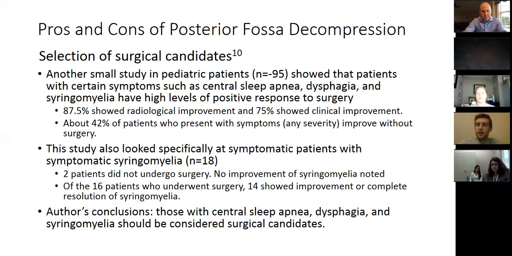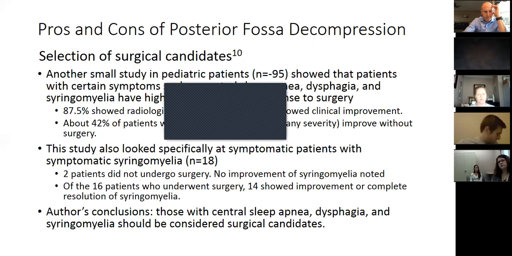Two patients did not undergo surgery. They had no improvement associated with their syringomyelia. And then 16 of them did undergo surgery, and 14 showed improvement or complete resolution of syringomyelia once the brainstem was decompressed and/or a shunt was placed. So the conclusions of these studies, those especially with the more severe symptoms, will probably have the most benefit from surgical correction.